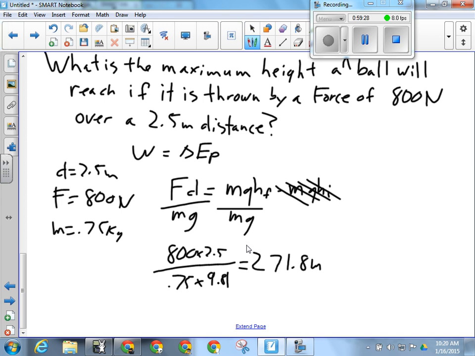If it was a change in kinetic energy, then you'd probably be solving for the final speed. A question could phrase it to say, here's the final height and what distance was the force exerted over. Or it would say, here's the final height, here's the distance, find the force that was used. You're just manipulating the formula for something else. It all sets up pretty much the same. Always assuming the perfect world.